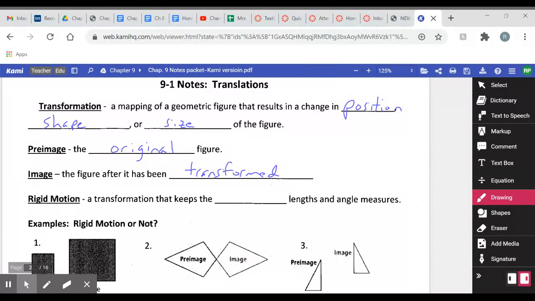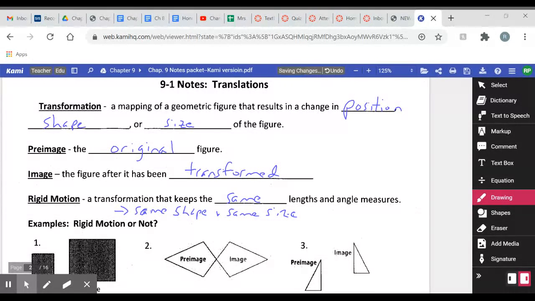Rigid motion is a transformation that keeps the same lengths and angle measurements. Another way you can think of that is, like I mentioned a minute ago, same shape and same size.